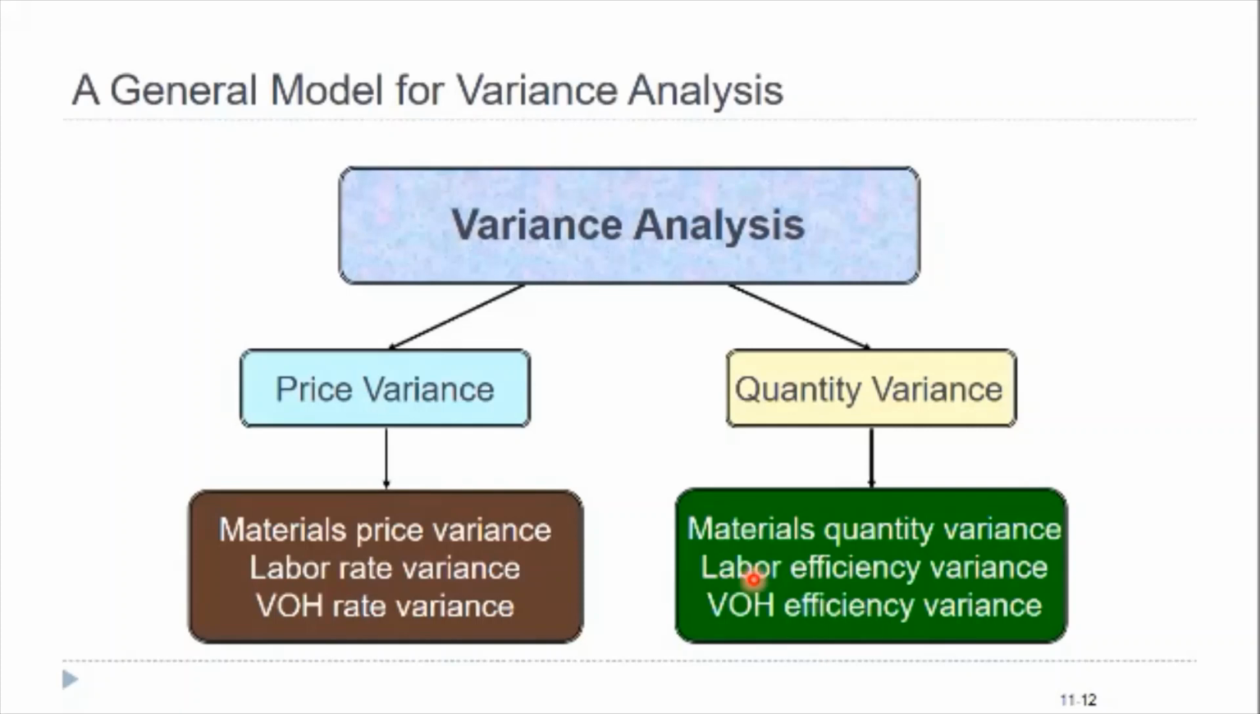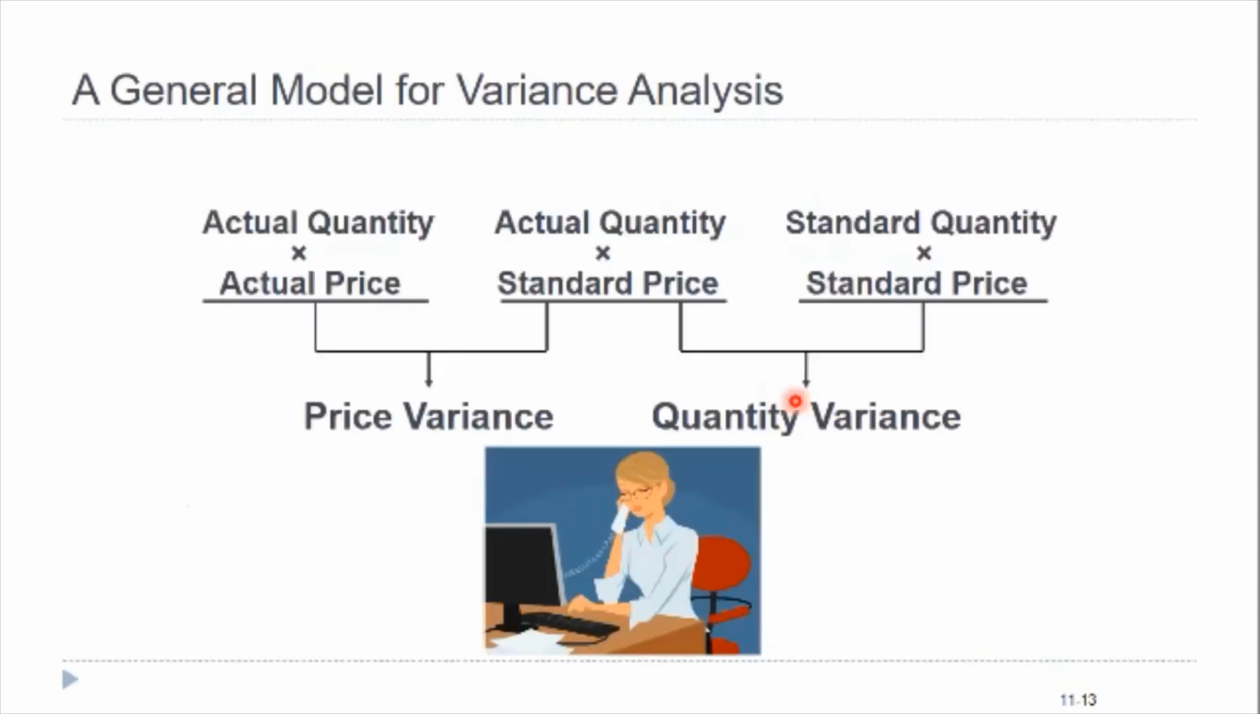Okay, so the variance is the difference between the actual and the budgeted, and the price variance and the quantity variance will make up the total variance. So you can have a total variance for materials, for labor, and for overhead by adding the relevant price and quantity variance. Yeah, general model for variance analysis.